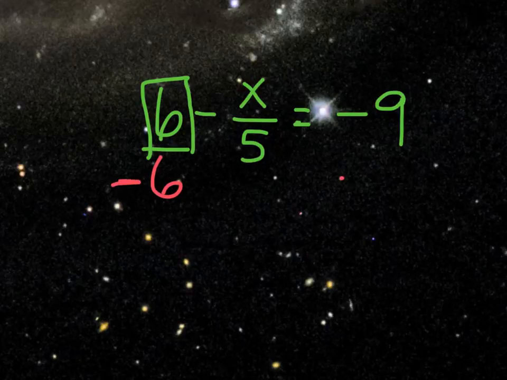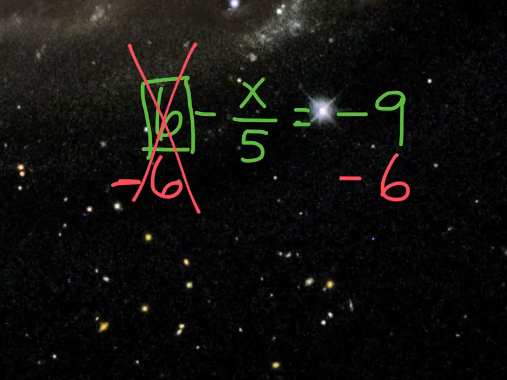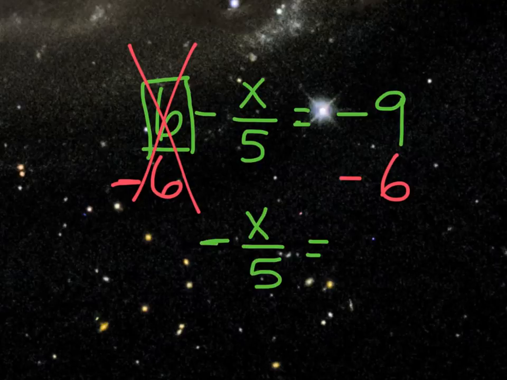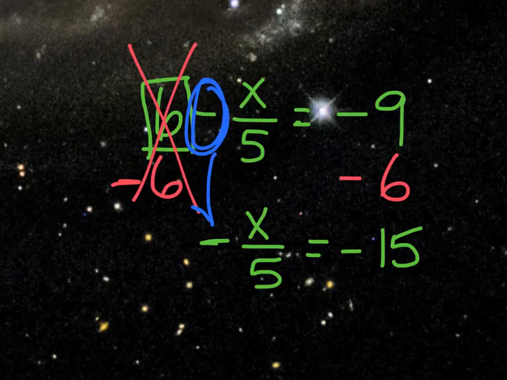And we'll do the same thing to this side over here. So these will cancel out. And we're going to be left with negative x over 5 equals -9 minus 6, and that gets us -15. Notice, excuse me, this is super important here that this minus sign stays with that term, the x over 5. It doesn't just disappear.